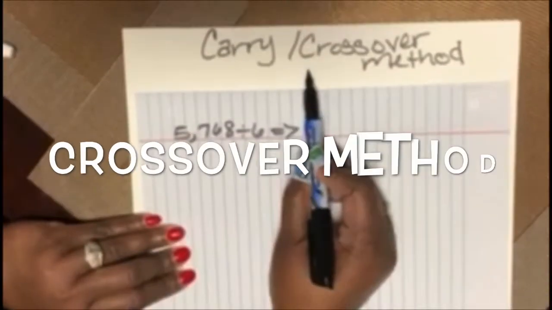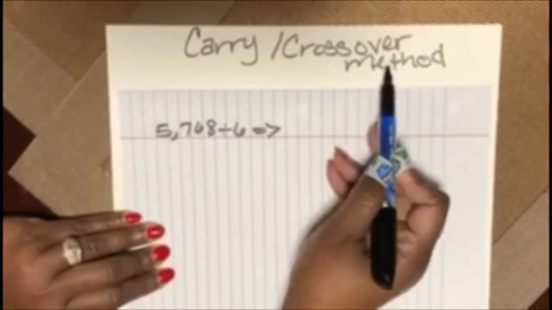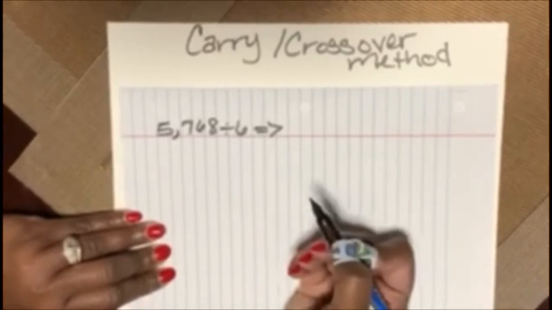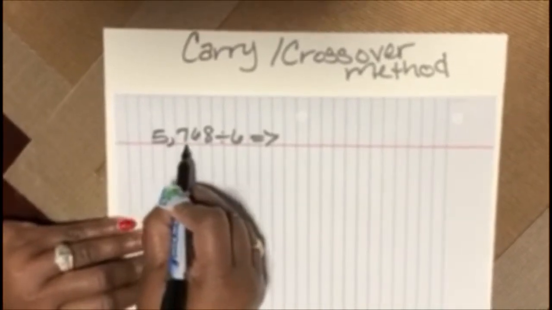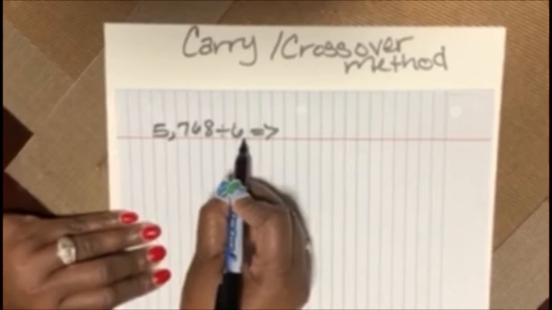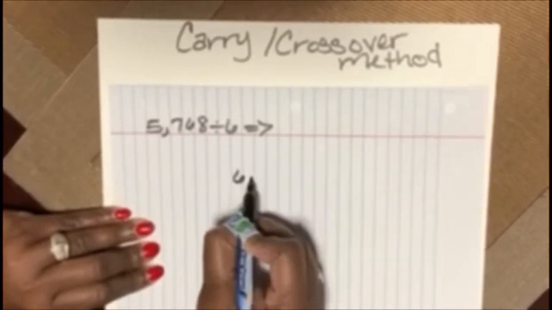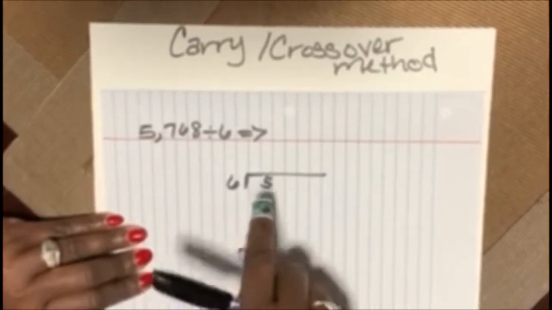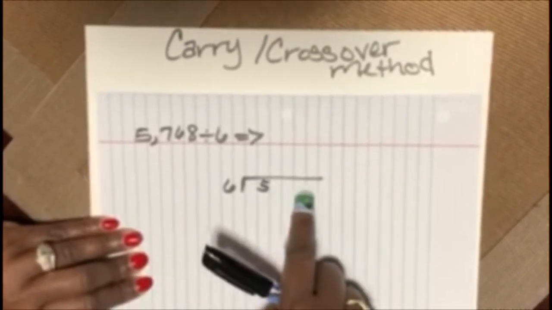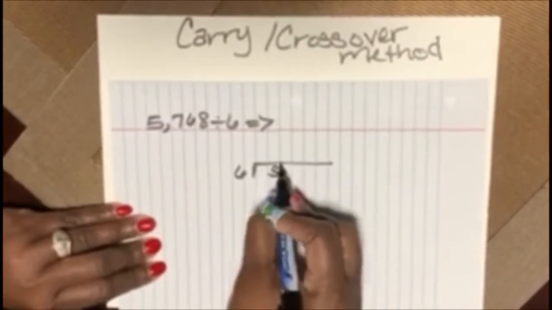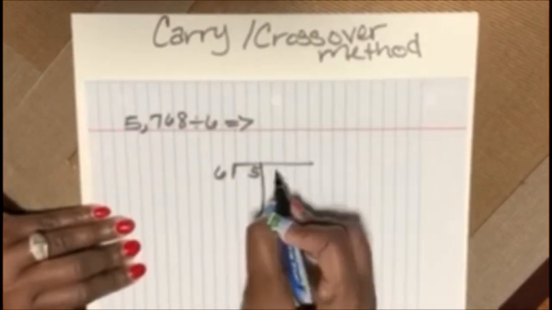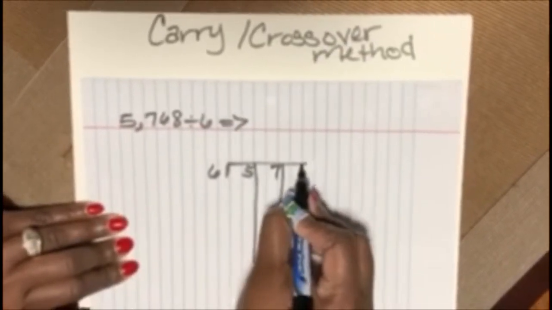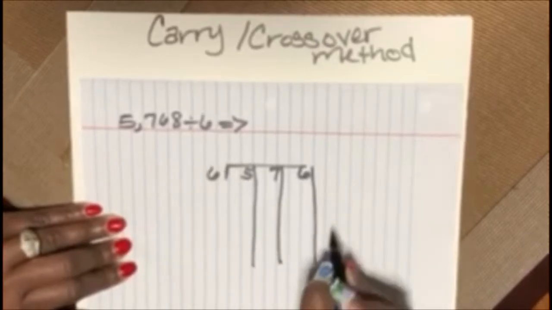Now we're going to do the carry, or sometimes called the crossover method. It's very much like your setup for the traditional method. Our equation is 5,768 divided by 6. So our divisor is the number 6. Our dividend is 5,768. And notice something. I'm going to leave a little space after these digits.